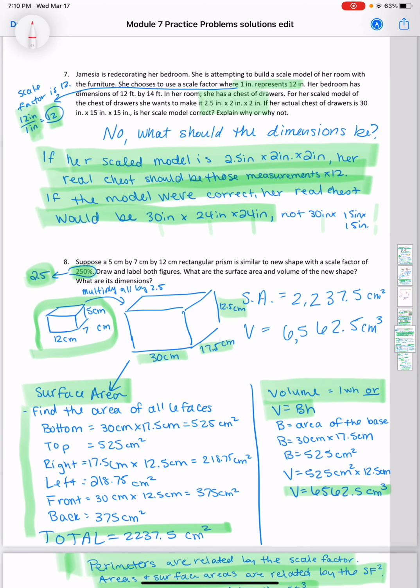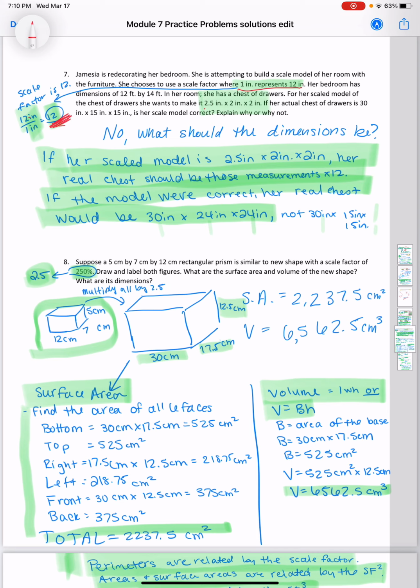For number 7, we're looking at if Jamesia did the correct model for her chest of drawers, her dresser. Okay. It tells us here what the scale is. It says 1 inch represents 12 inches. That means 12 inches divided by 1 inch. The scale factor is 12.